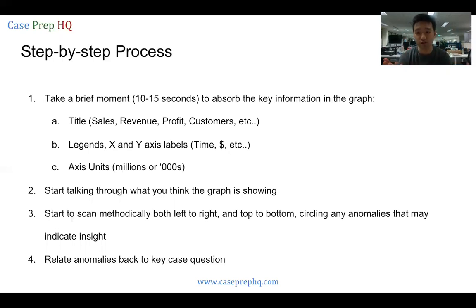Is this showing profit over time? Is this showing number of customers over time? Is this showing number of customers at a single point in time across different geographies? So just read that at the highest level, right? And then actually start replaying that to your interviewer.